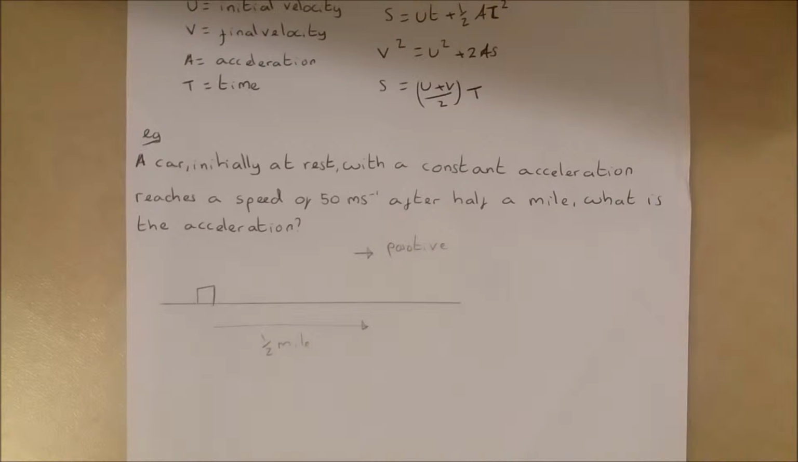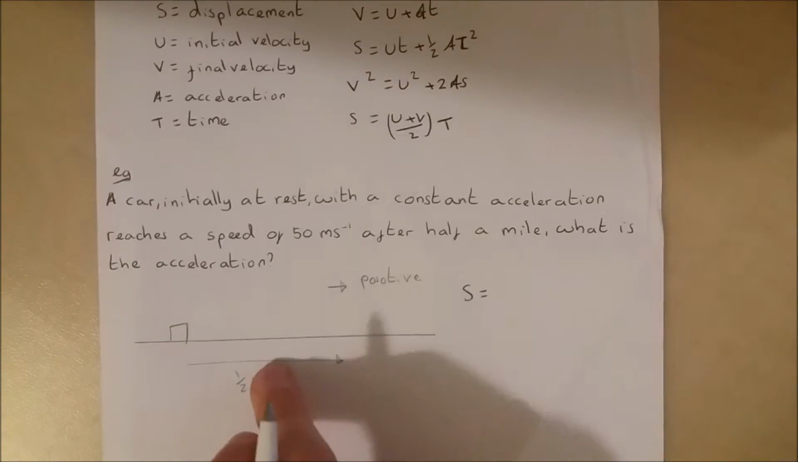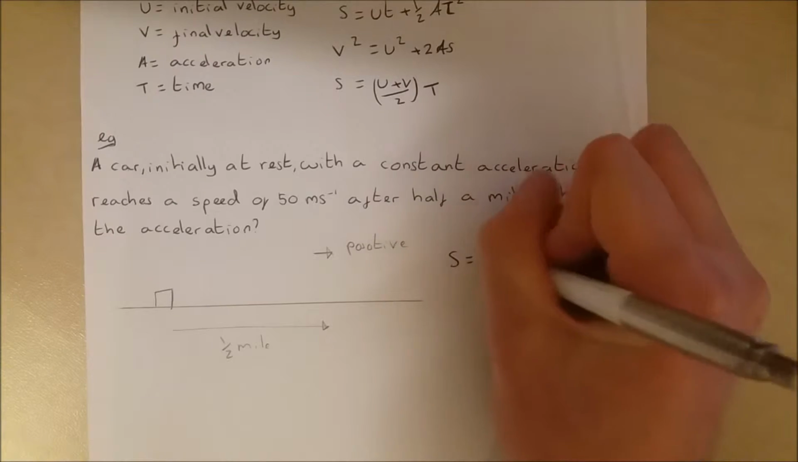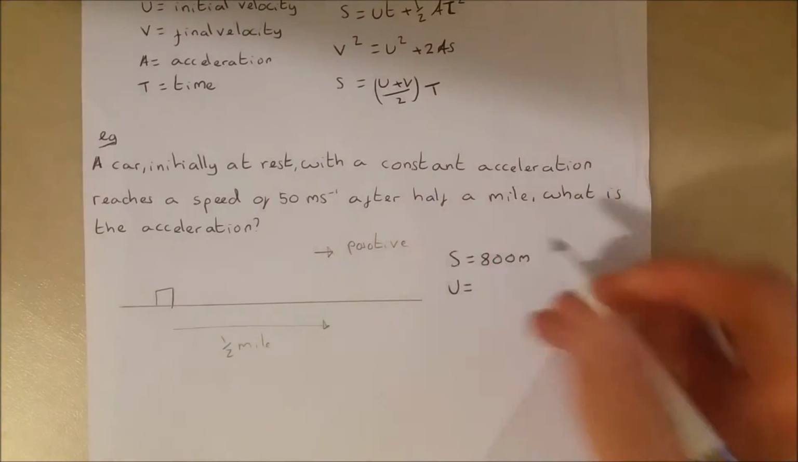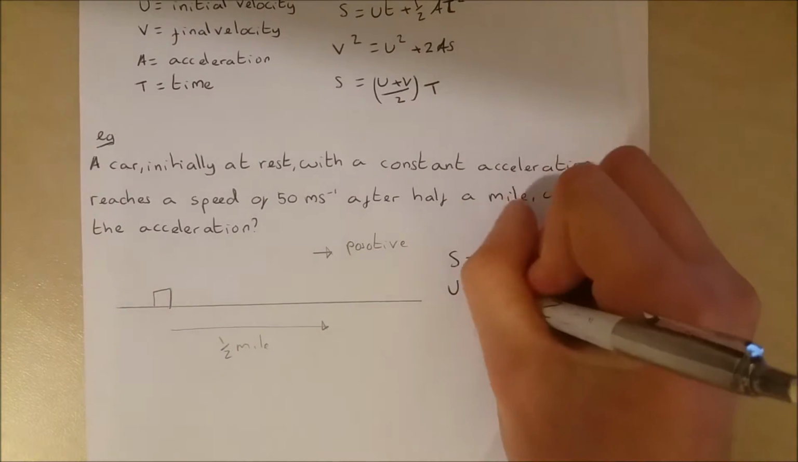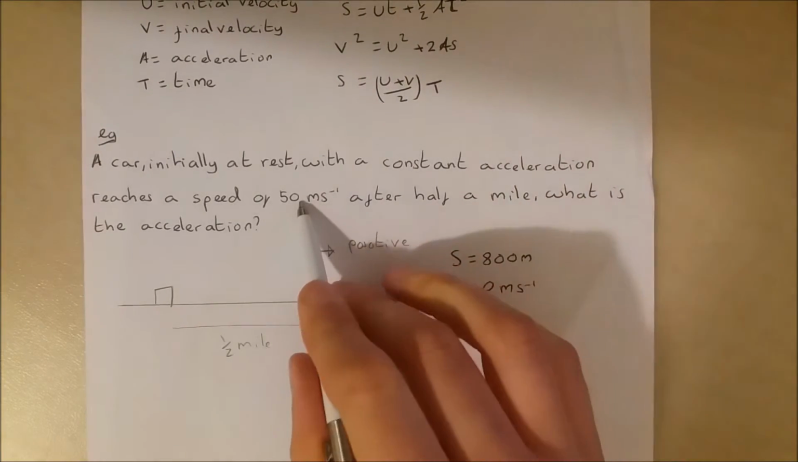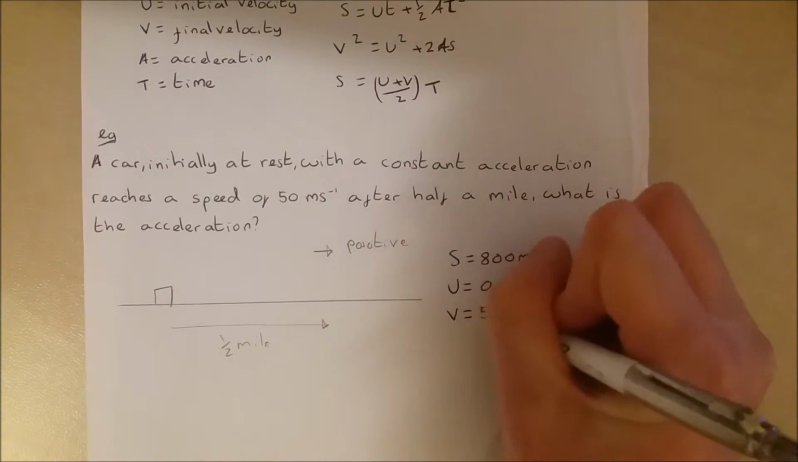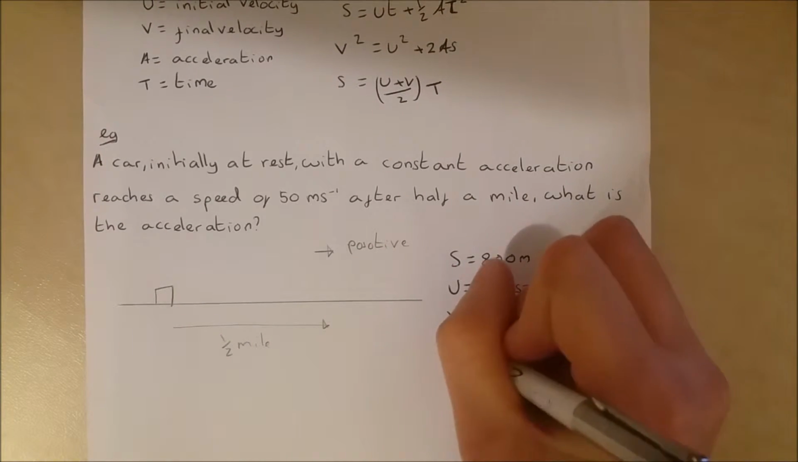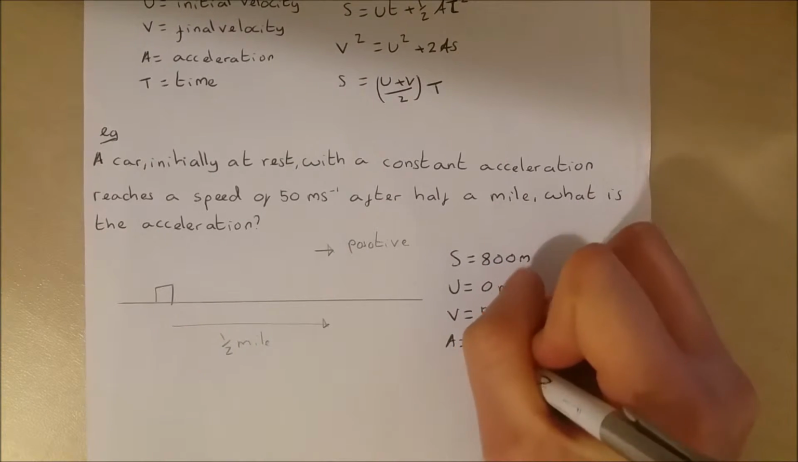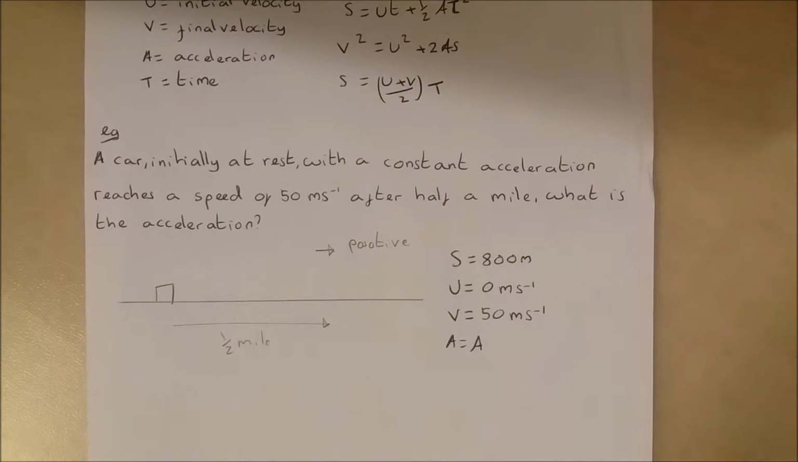The next thing we need to do is write down what variables we do have. S is half a mile, which is about 800 meters. U is the initial speed, initially at rest, so that's going to be 0 meters a second. Final velocity V is given here, 50 meters a second. Acceleration A is what we're trying to find, so leave that variable as A. And T, we're not given T, so it's irrelevant in this.